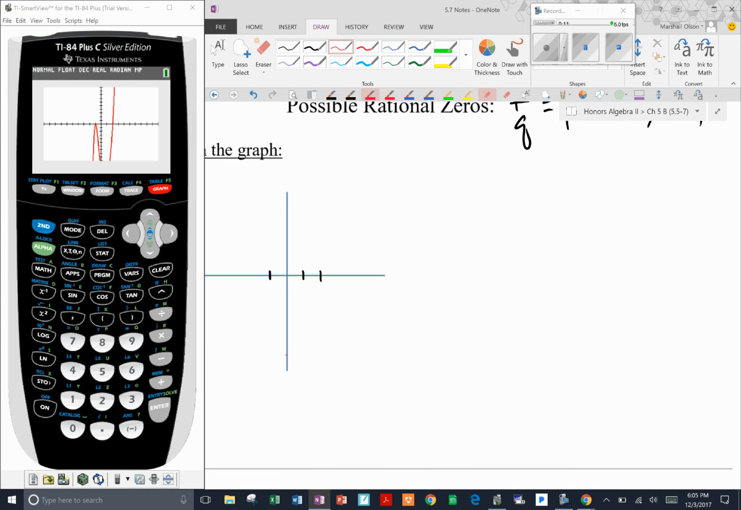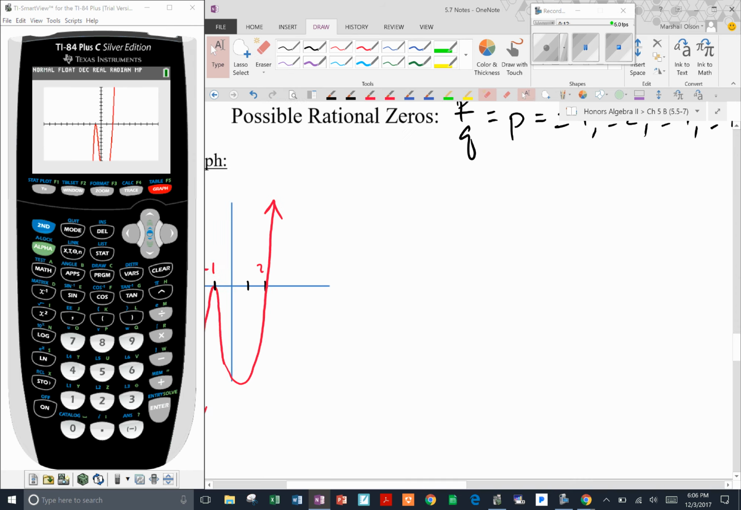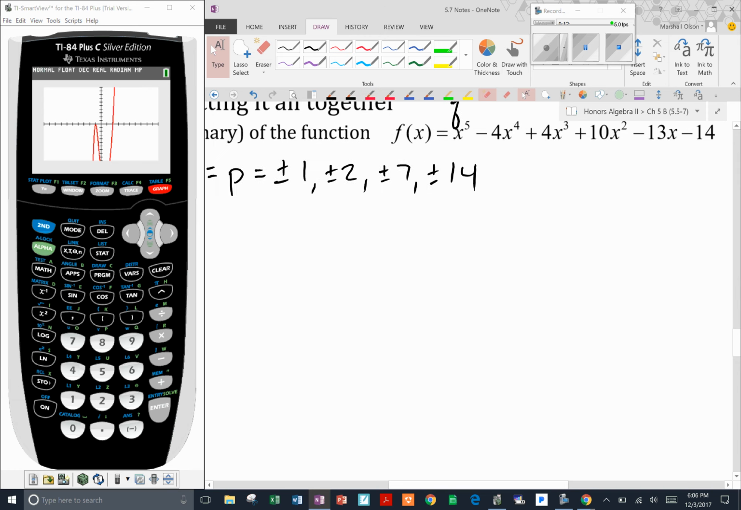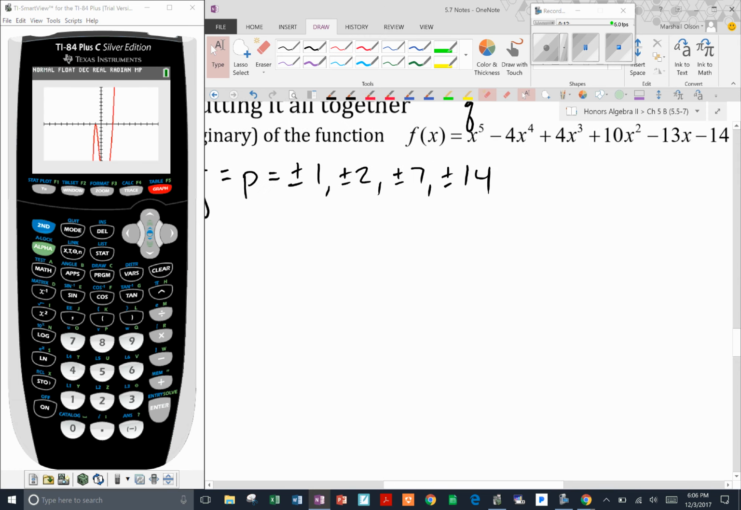It looks like our function is tangent at -1, goes back down through -14, and then appears to go back up through 2. That's what it looks like. Something might be different there, but we'll find out. So let's try that -1 in synthetic division first. If you want to do the 2 instead, you can.